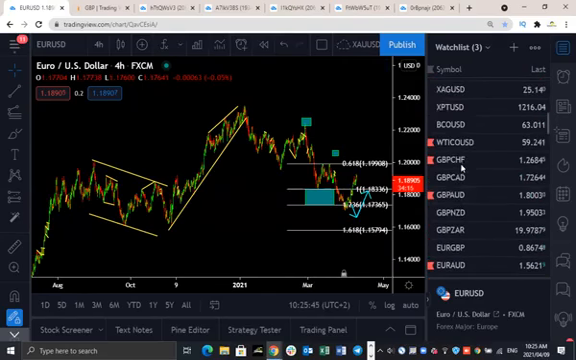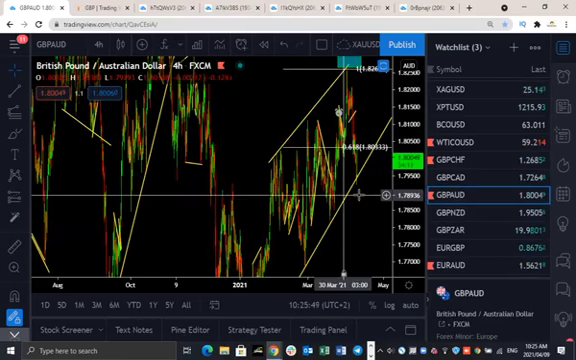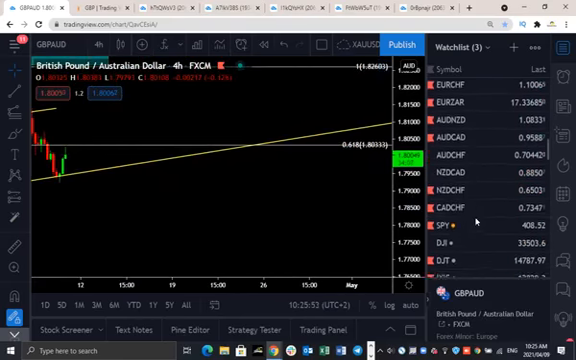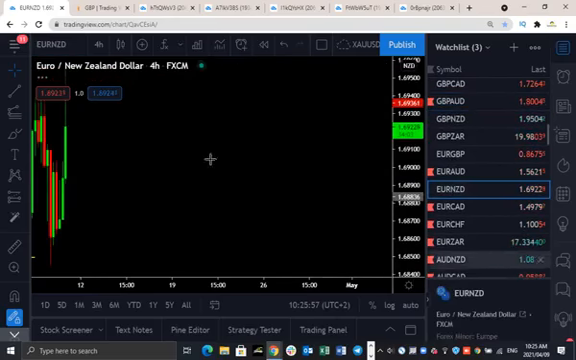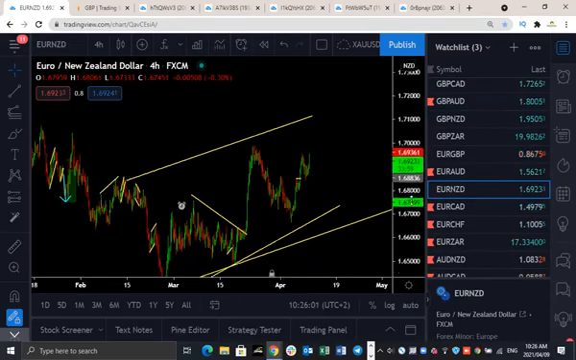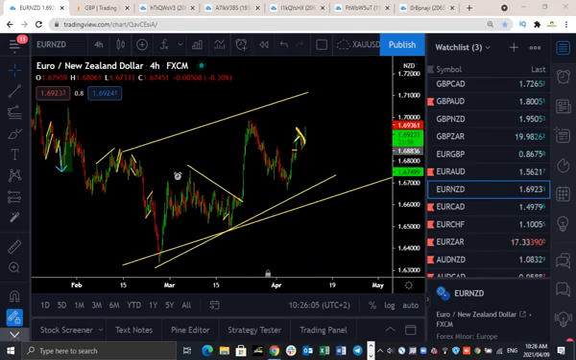Let's go to Pound Audi again. So that's the detail on Pound Audi, Pound New Zealand. Euros are the same. So you'll see the euros here. If you look at the euros, you may start buying here. I'm not saying you must buy. Somebody may start buying here by looking at the euros like this.